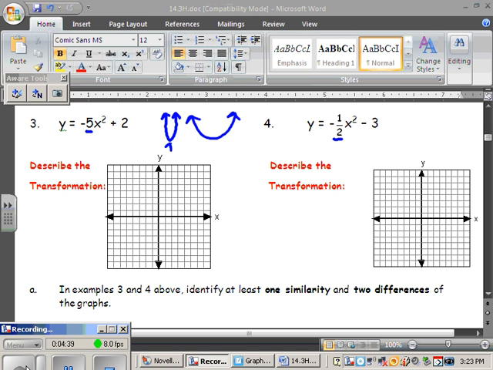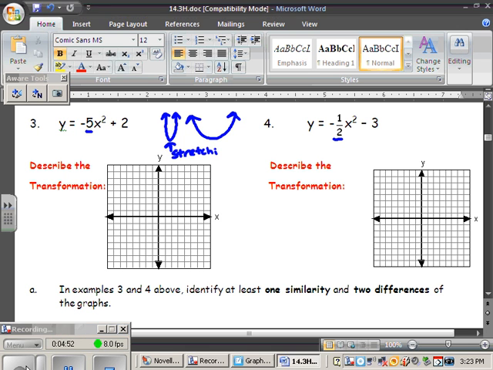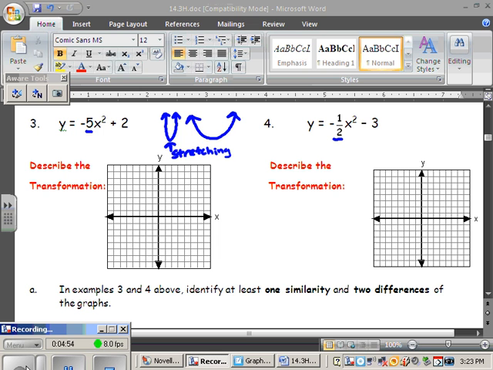When it gets narrower like this first one, we say it's stretched vertically. So think about stretching your arms up in the air. Okay, it's going to get skinnier. So this means we're stretching the parabola. On the other hand, if we're widening the parabola, we say it's becoming compressed.